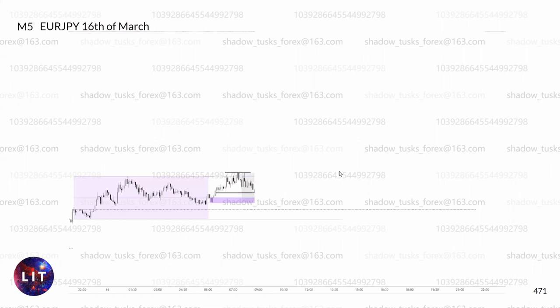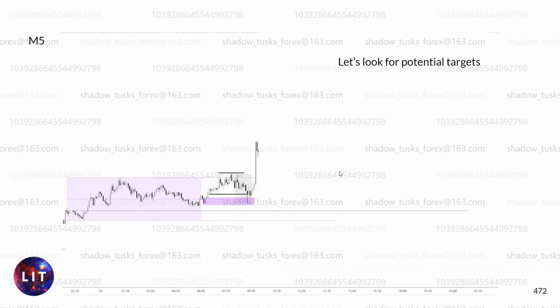Next up, we've got the Asia midline additional confluence. Again, you can see lovely build up right before New York, London Open.